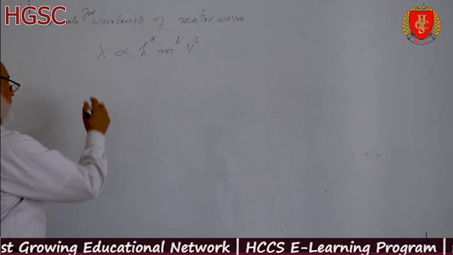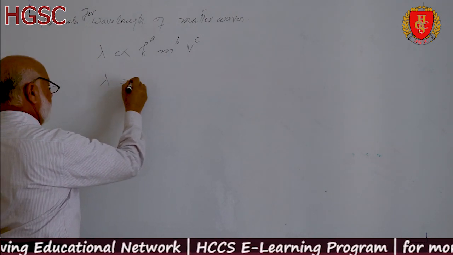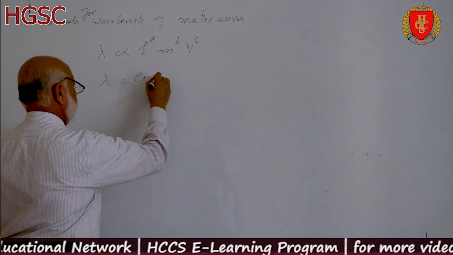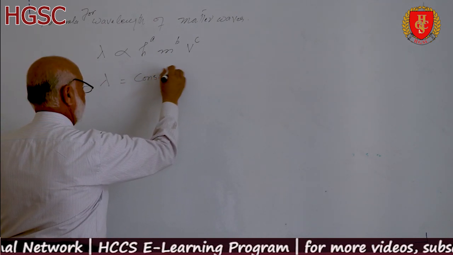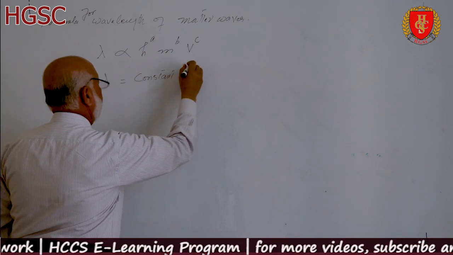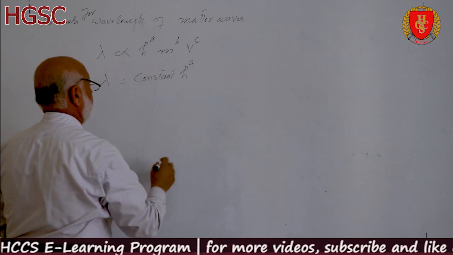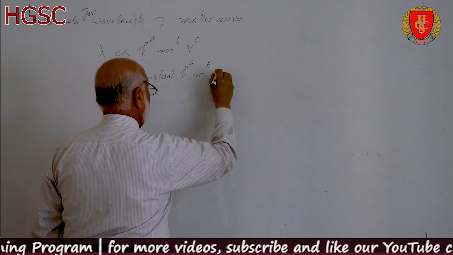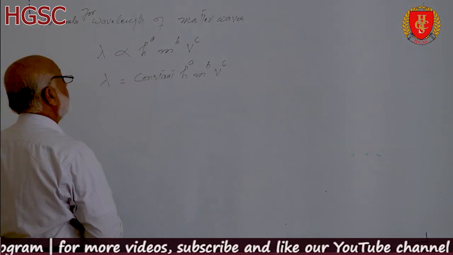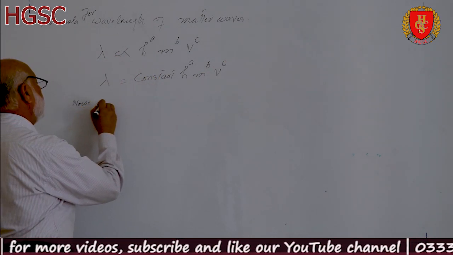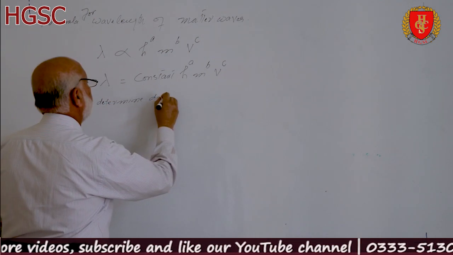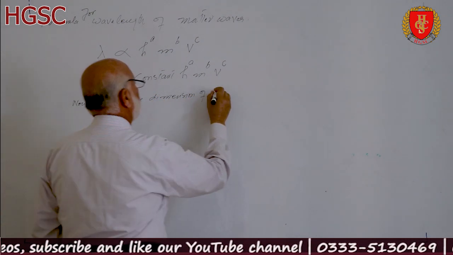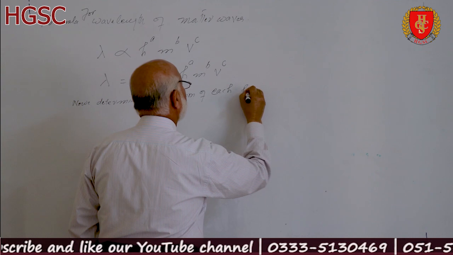We can write this equation as lambda equals a constant times h^a m^b v^c. Now we determine the dimension of each parameter.